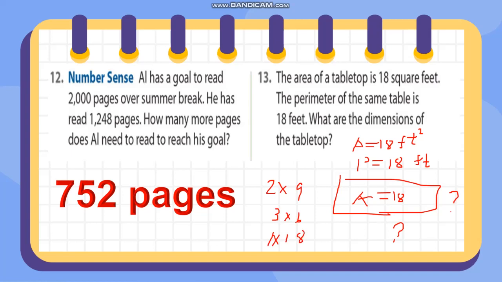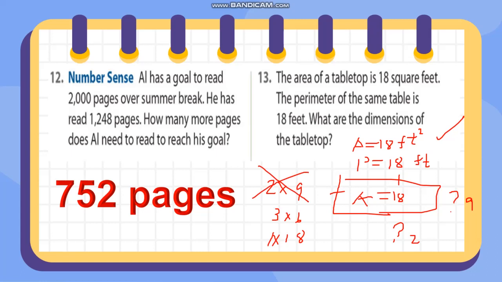So if I'm going to use 2 multiplied by 9, that's correct. The area is 18 because 2 multiplied by 9 is 18. How about the perimeter? If this is 2, this must be 2. If this is 9, this must be 9. If we add all the sides, is that 18? No, because 2 plus 2 is 4, 9 plus 9 is 18, and 18 plus 4 is 22. That's why 2 and 9 is not possible.